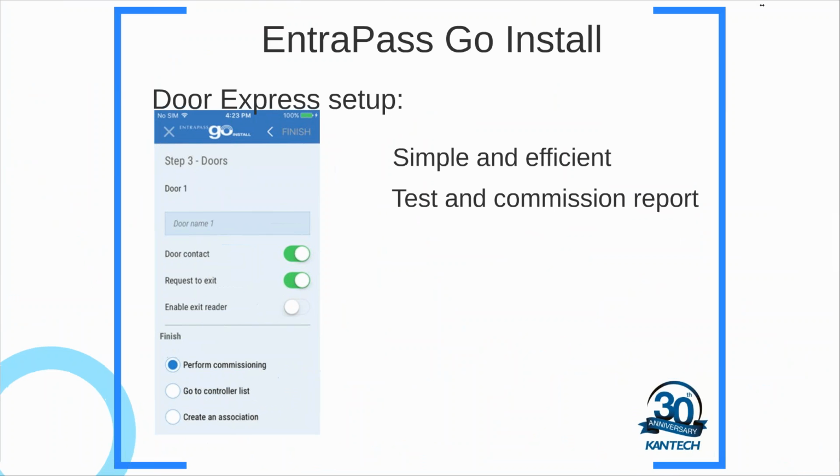And very easily, like we've done in the EntraPass workstation and EntraPass web, we can name our doors, choose our door contact, and rexes. So within a few minutes, 2-3 minutes, you've programmed your KT400 or your KT1 with the doors that are associated to it. And you're pretty much done.